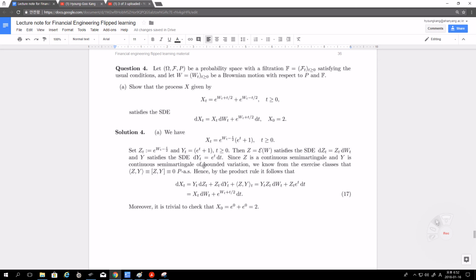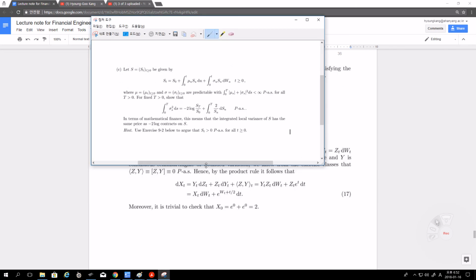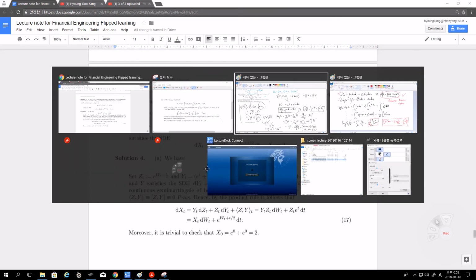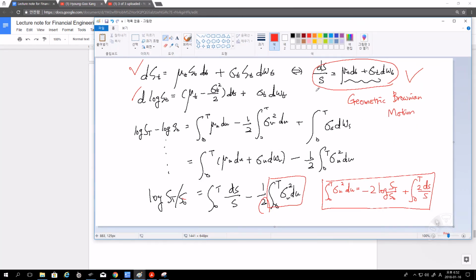Okay, so this is very important. This geometric Brownian motion is very important. So please at least try to get it. You don't have to memorize it, but please try to be familiar with this one.